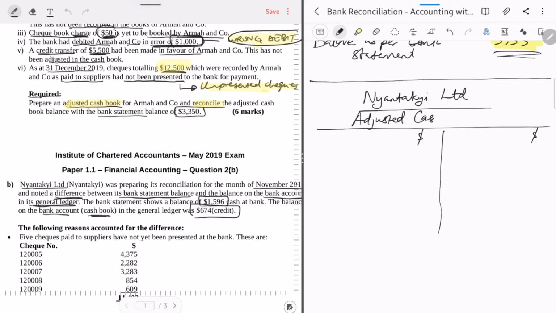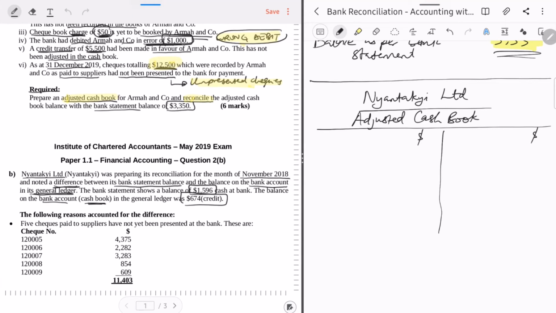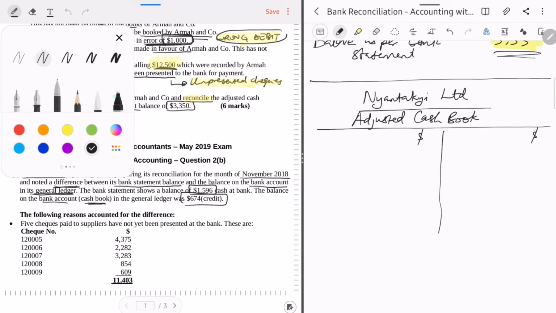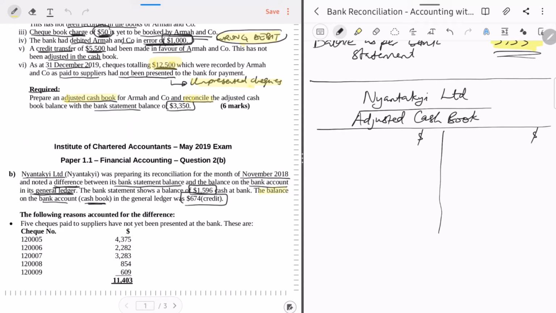adjusted cash book. Perfect. So what does it say? Let's come here. It says the balance on the bank account cash book was what? 674 credit. So we come to the credit side and we write what? Balance brought down of what? 674. It means it's credit, right? So that's our credit balance.